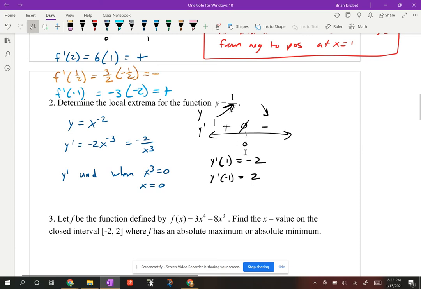And the reason I don't is because look what happens if you try to plug 0 into this function. You don't get an answer. Technically, in this case, 0 is not actually a critical point because it's not even a point on the graph.